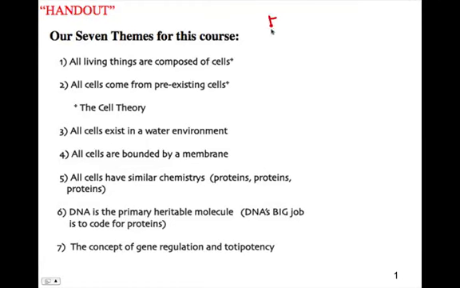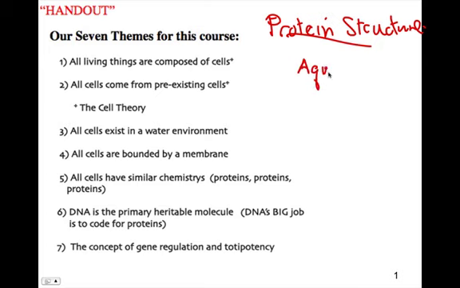All right, this mini lecture is about protein structure. And all proteins are put together the same way. We're going to introduce aquaporin. Aquaporin is one example, and it's a good example to pick on first, and we're going to talk about it.